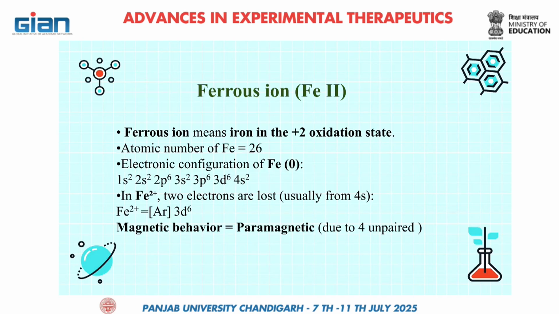Now what happens if I remove 2 electrons from iron? It will exist in +2. The configuration will come out to be argon 3d6, and due to 4 unpaired electrons, it is paramagnetic in nature.